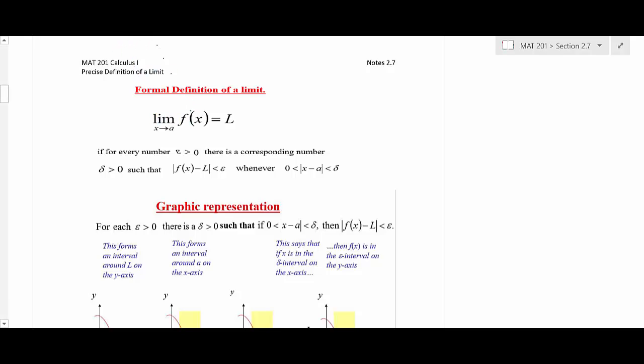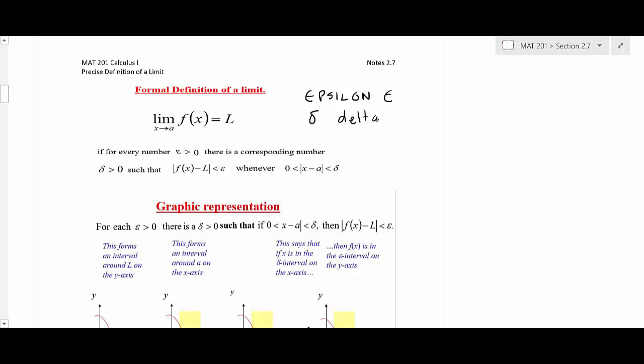So basically, if you have the limit as x approaches a of f(x) equals L, this is true if for every number epsilon, and that's the Greek letter epsilon, for every epsilon greater than 0, you have a positive epsilon. There is a corresponding number you can find, delta greater than 0, such that the distance between the function and the limit value is less than epsilon when the distance between x and the limit value is between 0 and delta. So a couple of things. The Greek letter D is delta.